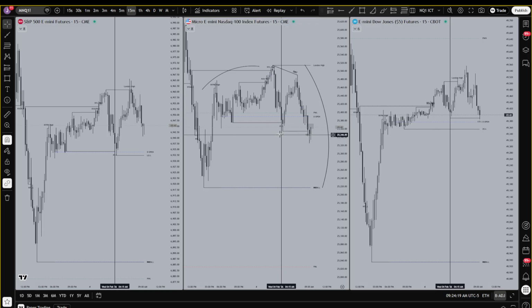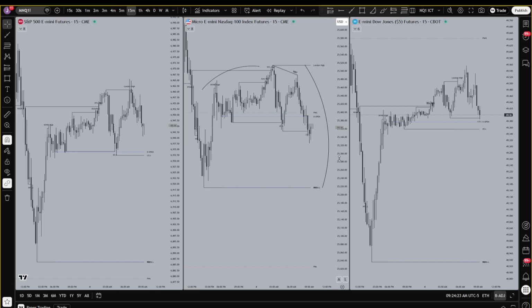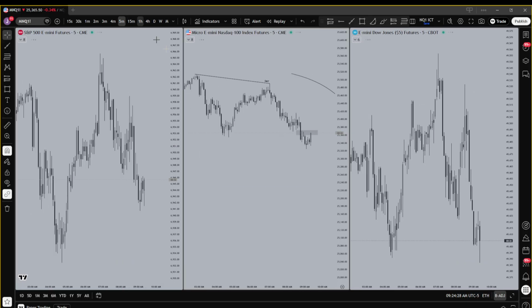Alright, we're inside of this 15. Technically gap SMT in here. Let's see what happens from it. Watch into the opening.